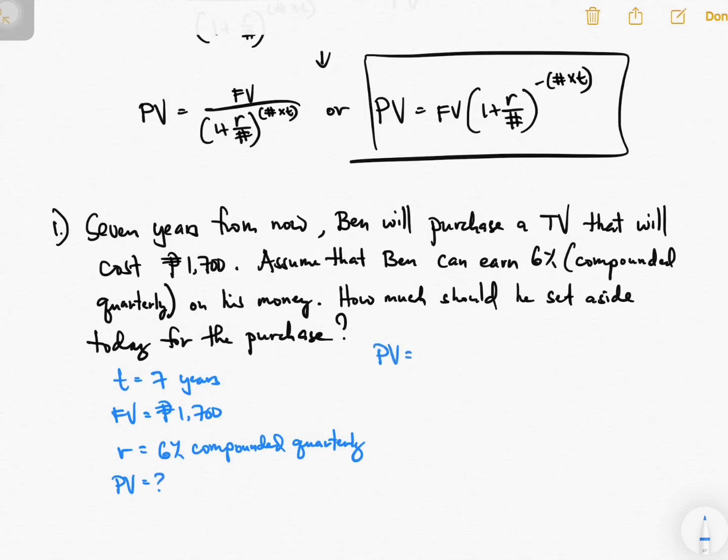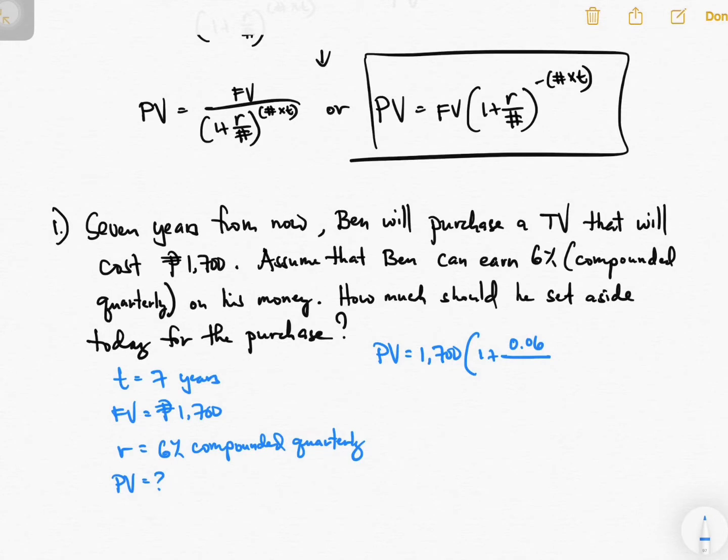Present value equals your future value, 1,700, times 1 plus, write your rate, 6%. So it's 0.06 divided by 4, because if the interest is compounded quarterly, you compute the interest 4 times a year, raised to negative 4 times the number of years, 7. The answer here is 1,120.47. That's how you use the formula.